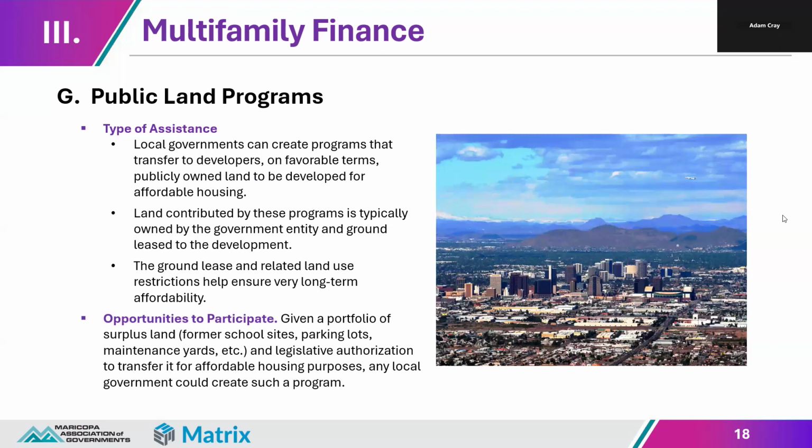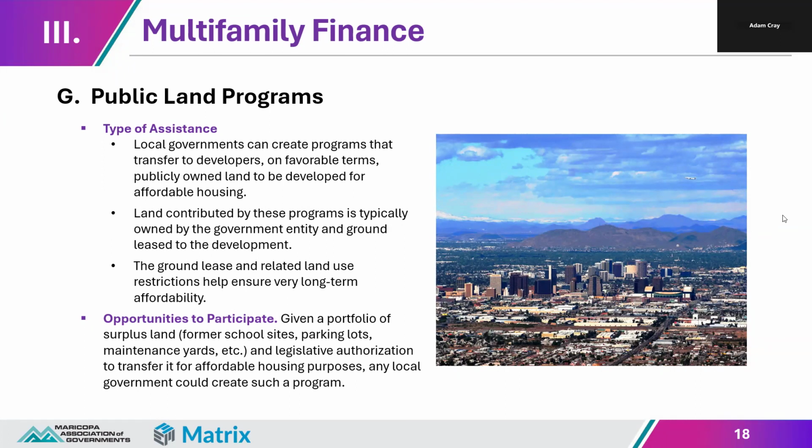And so a lot of times what local governments will do is say, okay, we have this public land. That's an important resource. Land's expensive. It drives up the cost of affordable housing production. We will contribute that land to a developer who is willing to create affordable housing. That is to say, housing with X number of units limited at X percentage of area median income.